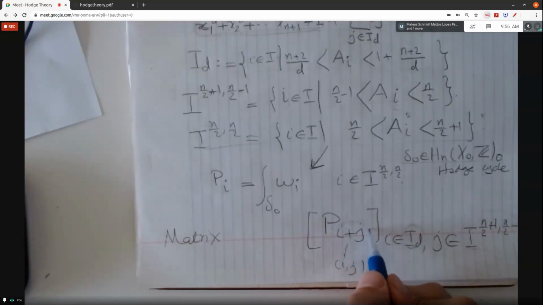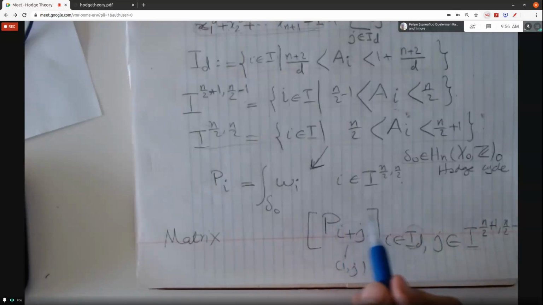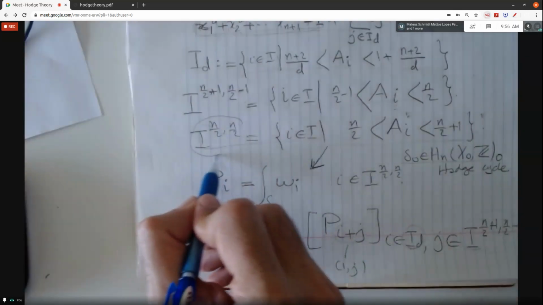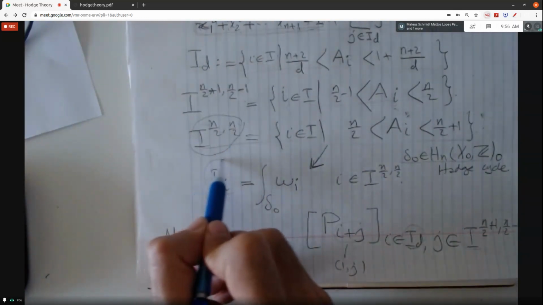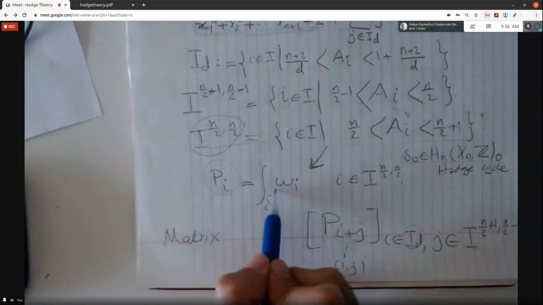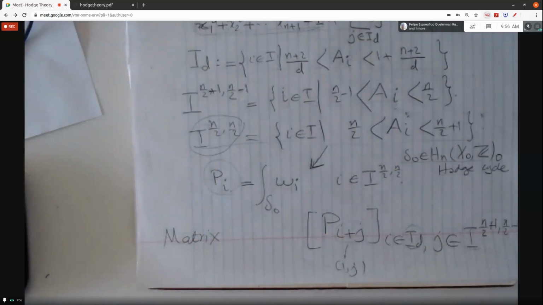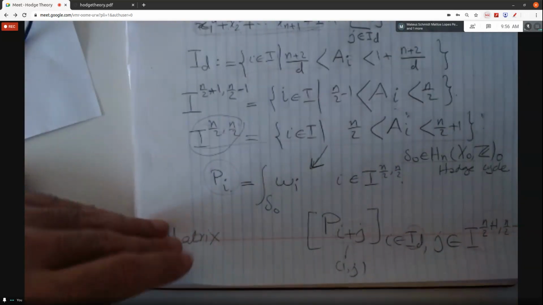If you do this I plus J, this is just the usual sum of two vectors, then you will land on this index set. And once you land in this, then you can make the integration, and you can define P_{I+J}.